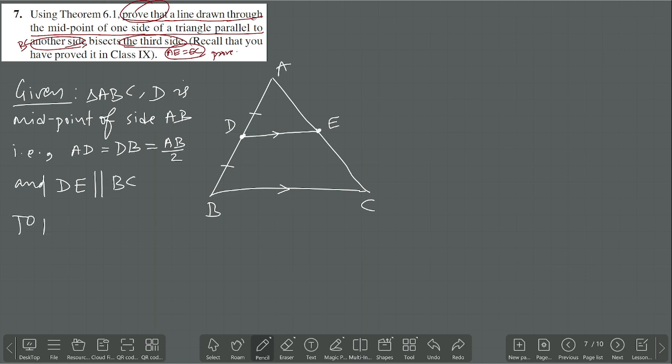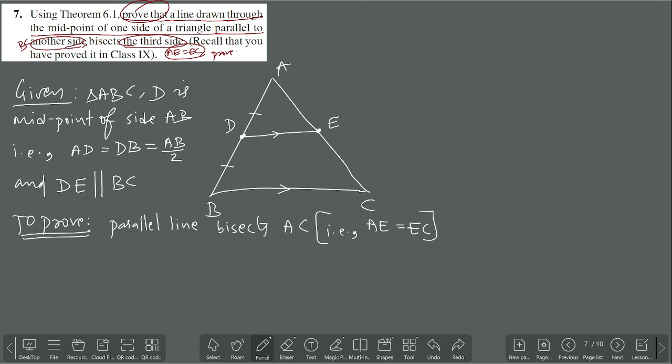What they asked to prove? To prove the parallel line bisects AC. That is AE equal to EC. This is the question. Do you understand?